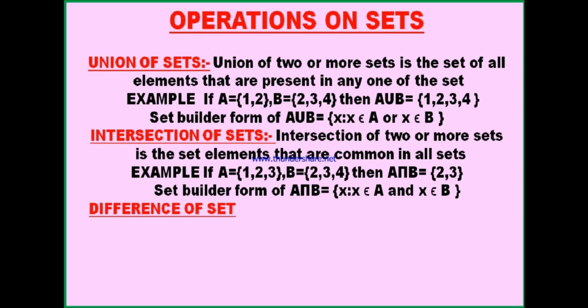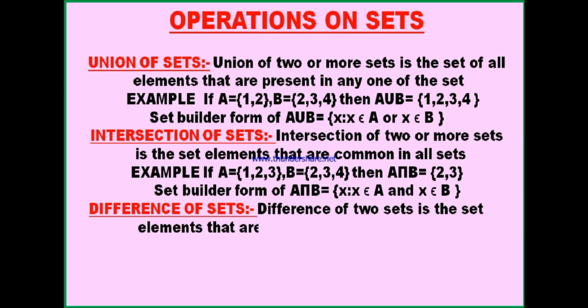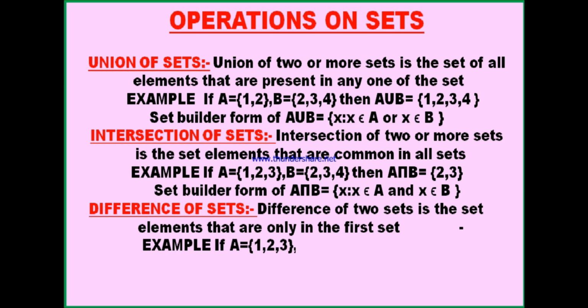And the next operation is the difference of sets. The difference of two sets is the set of all elements that are present only in the first set and that are not present in the second set. You see here is an example. If A is equal to set 1, 2, 3 and B is equal to set 2, 3, 4, then A minus B is equal to.